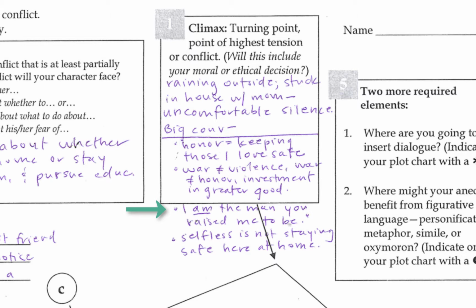And then I think I'm going to answer her and say that, Mom, being brave and being strong, that is the man you raised me to be. And that I'm not becoming a killer. I'm just being strong and I'm doing the right thing here. And being selfless and taking care of other people is not staying safe here at home while people like my friend and the people around me rush off to battle to defend our country. Really being selfless and being noble is leaving home, even though it's hard.